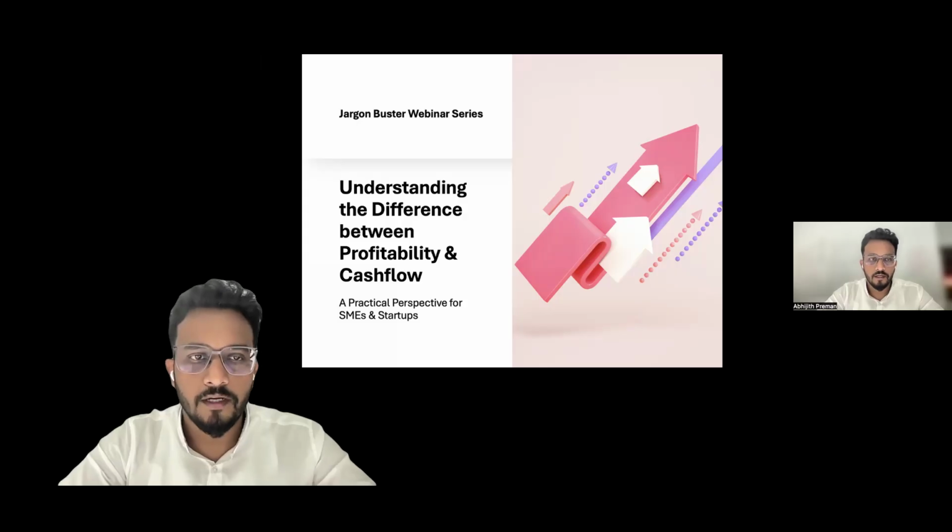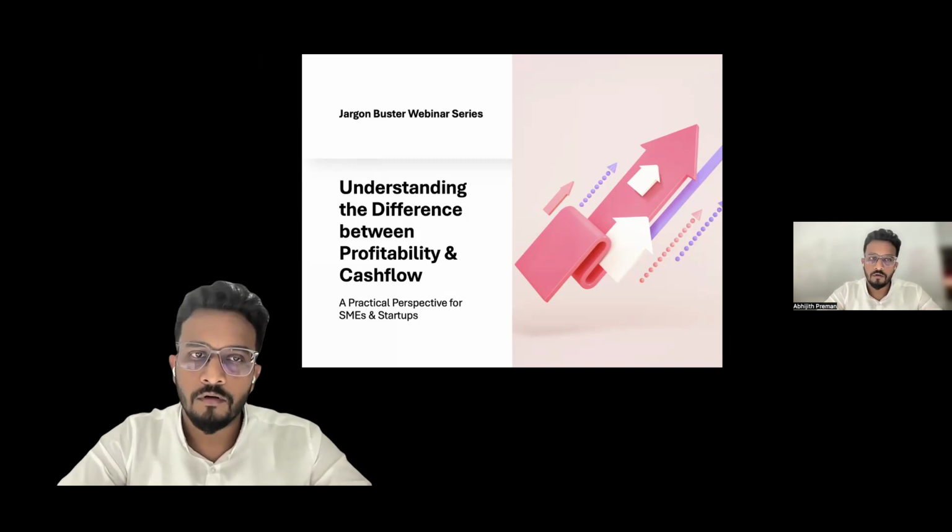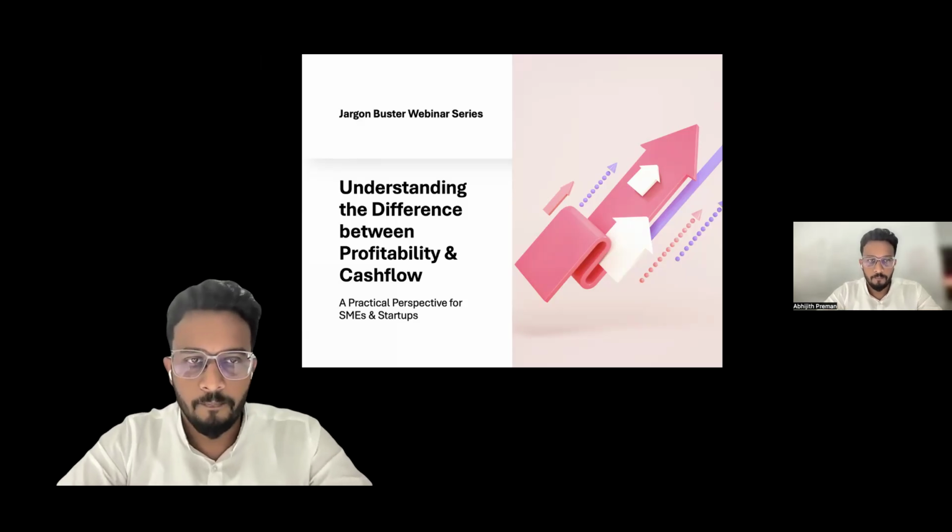So today we are going to understand the difference between profitability and cash flow. This will be more of a practical perspective. I'll be taking a few examples of expenses and items which would affect profitability but not cash flow, and a few items which would affect cash flow but not profitability.